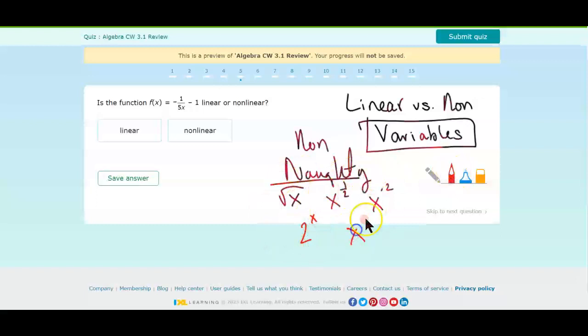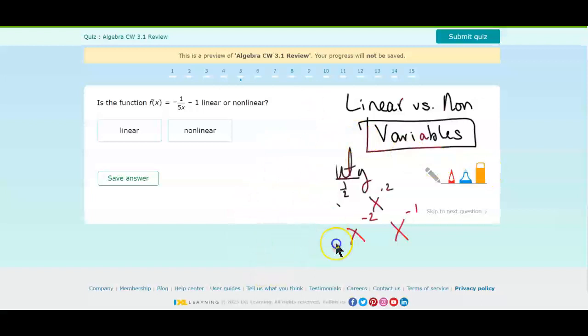No negative exponents or even x to the negative 1. These are all naughty. And not even x squared, because we just want it to be to the positive 1 power. And you guys are really good about recognizing that all of these are bad. The one that trips you up is when we just have x to the 1 power, but there's fractions involved.